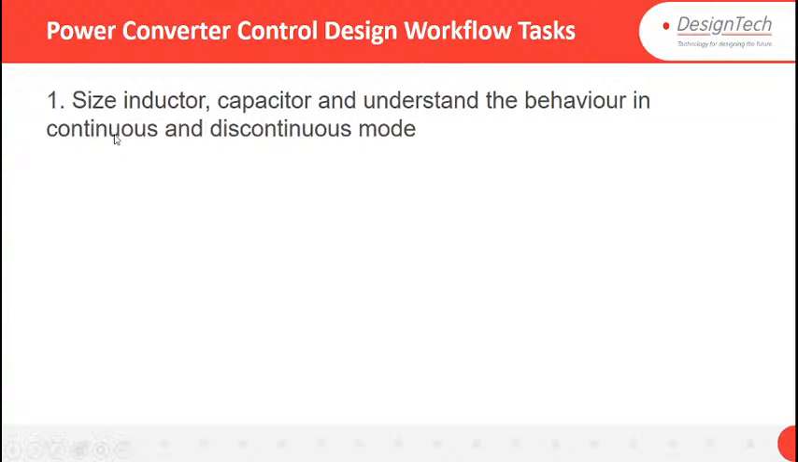Understanding the behavior of the continuous and discontinuous mode. So two modes we are going to see: sometimes, let's say the current is 0, am I still getting a constant voltage or not? Or if I am getting continuous current, am I still getting that constant voltage as the output or not? So two things are important.